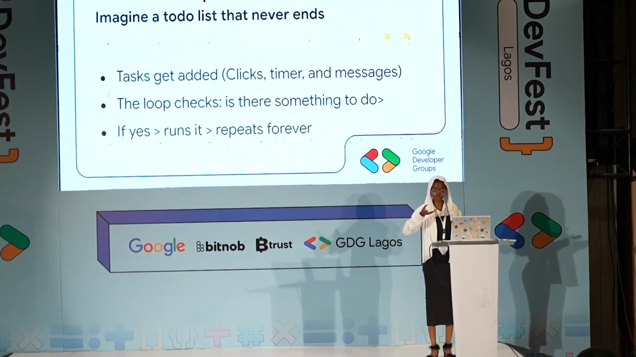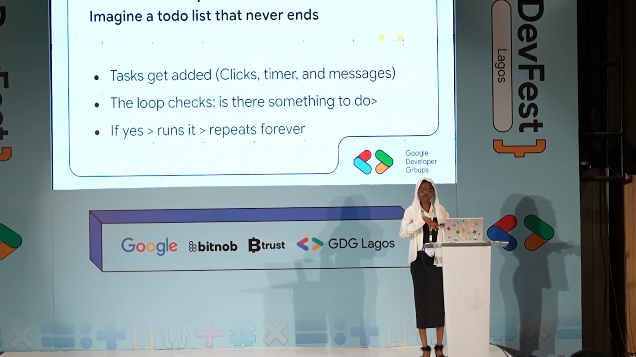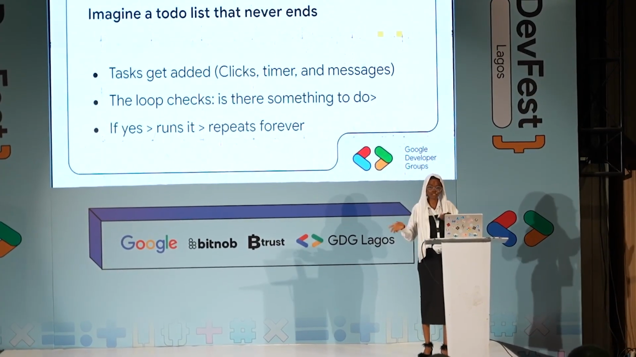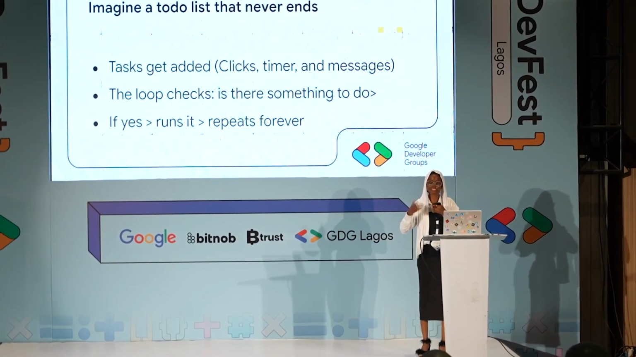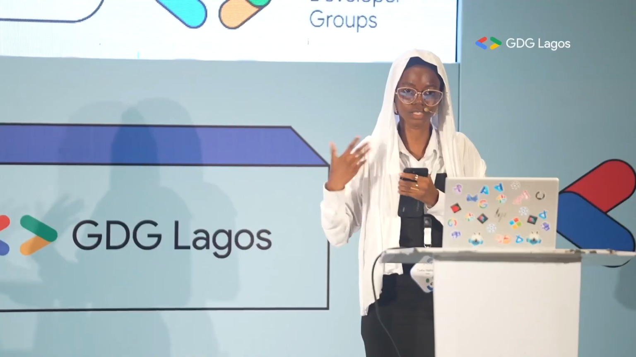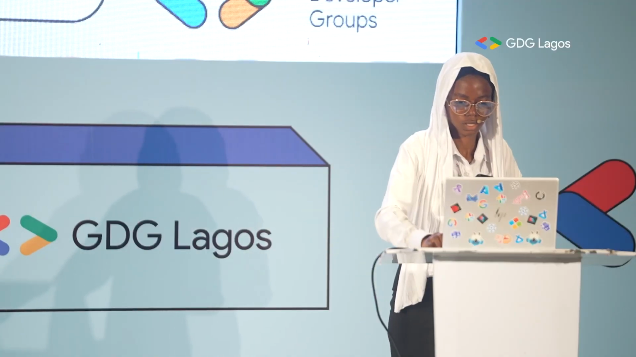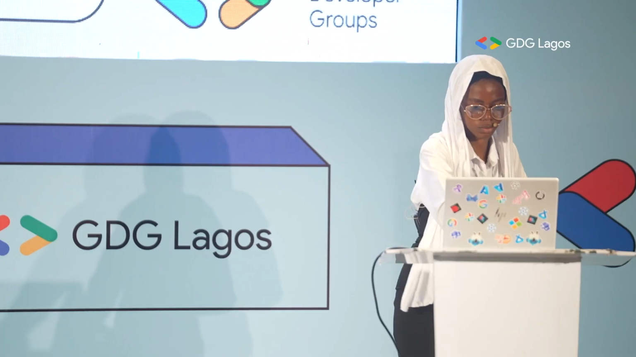Okay, so I was explaining the event loop. This is the slide. It checks if there's something to do. If there's something to do, it moves it into the event queue. And if there's nothing to do at that particular point in time, it keeps checking: is there something it needs to do? If it gets something, it will move it into the event queue.